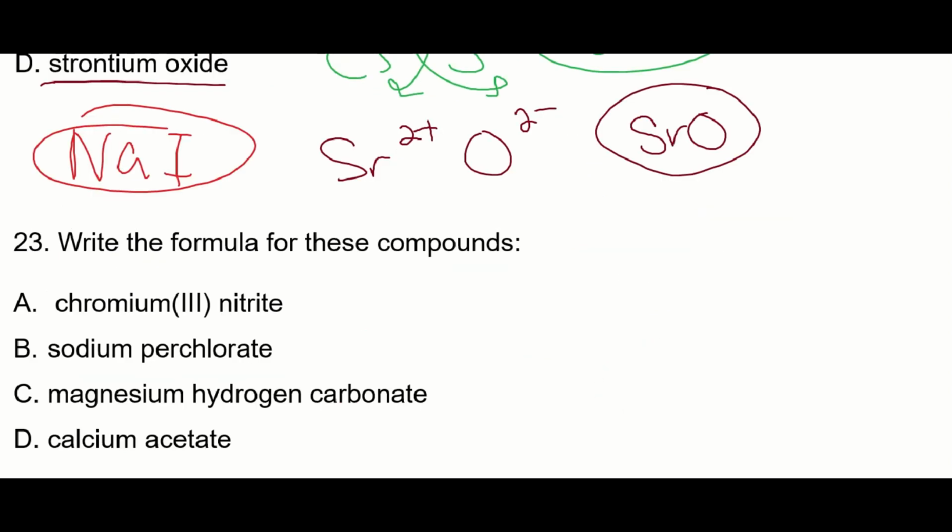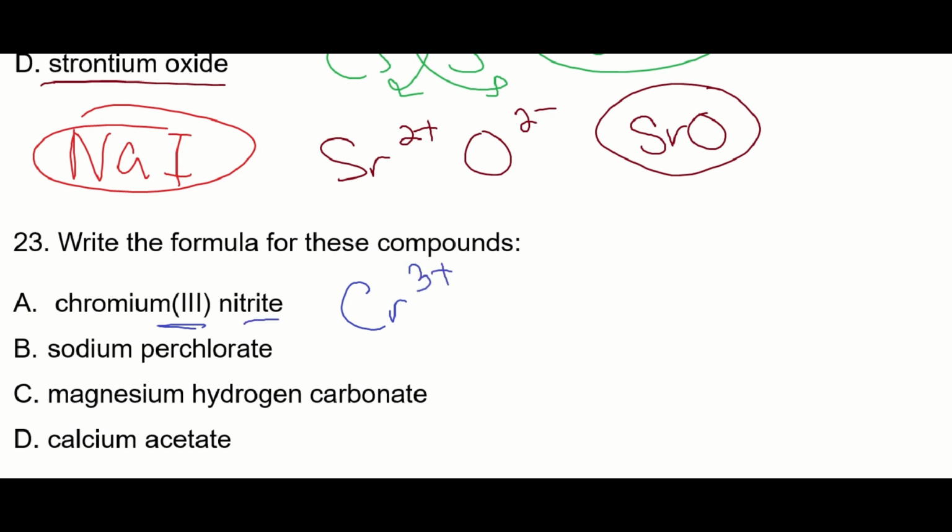Okay, I just peeked ahead. 26 is our last one. We're almost there, right? The formulas. So we're going to need the charges again. We're given charges of transition metals with multiple charges. Just write the symbol. The charge is 3 positive.